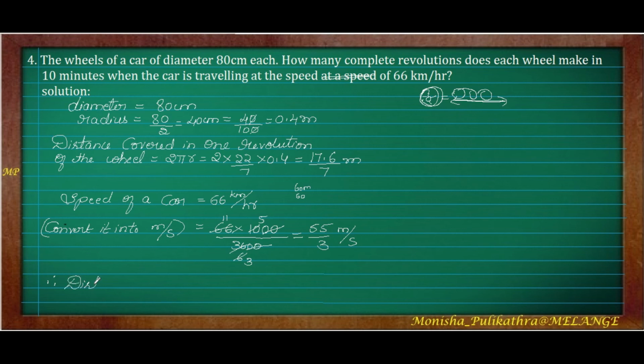Distance covered in 10 minutes is, we know the speed, that is 55 by 3 into 10 minutes. Since the speed is in seconds, you again have to convert minutes into seconds. When you multiply this, you will get 11,000 meters. So finally you have to find out, for 11,000 meters, how many revolutions, that is complete rounds, the tire took.